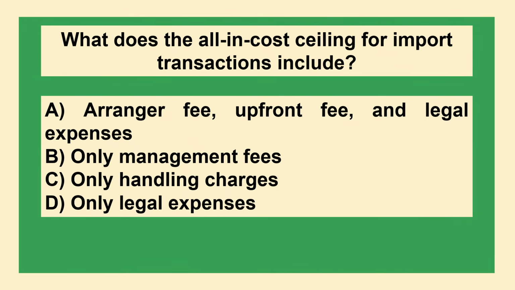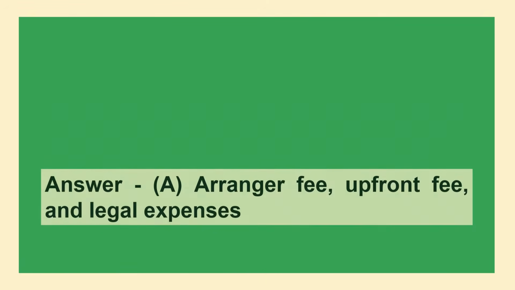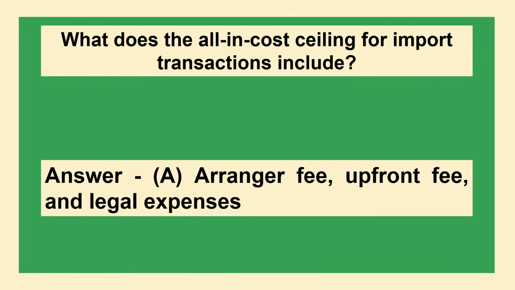Question. What does the all-in cost ceiling for import transactions include? Option A. Arranger fee, upfront fee and legal expenses. Option B. Only management fees. Option C. Only handling discharges. Option D. Only legal expenses. Answer. Option A. Arranger fee, upfront fee and legal expenses.